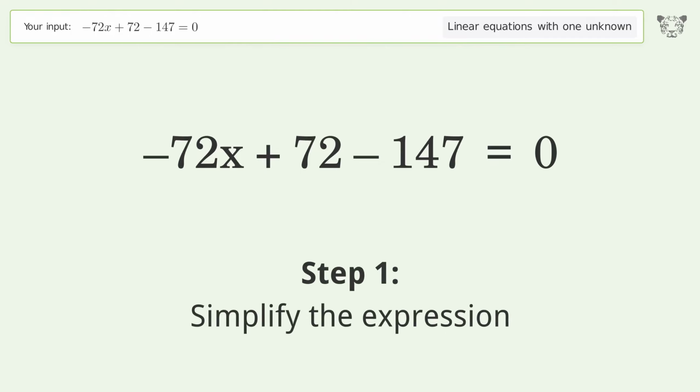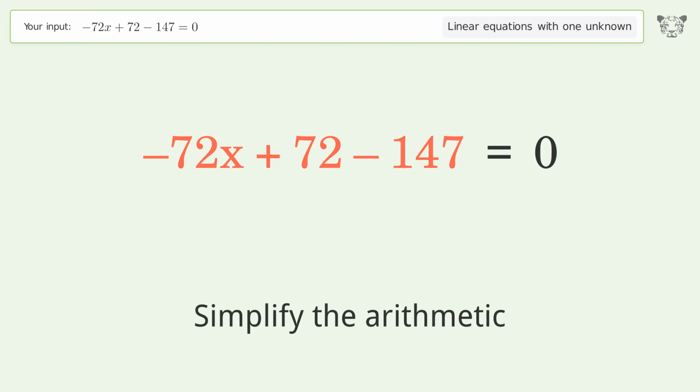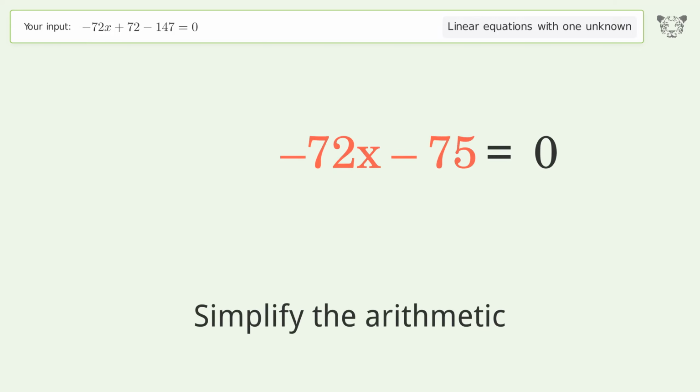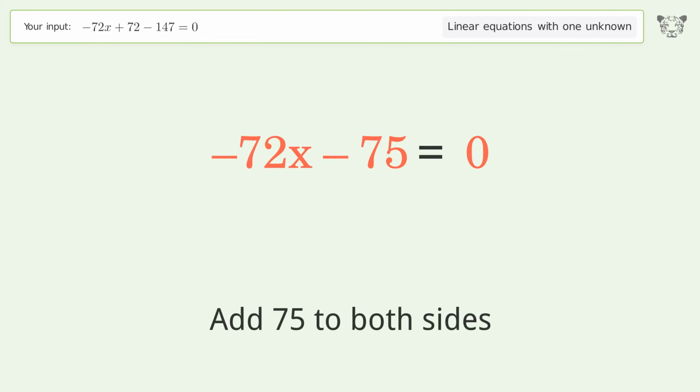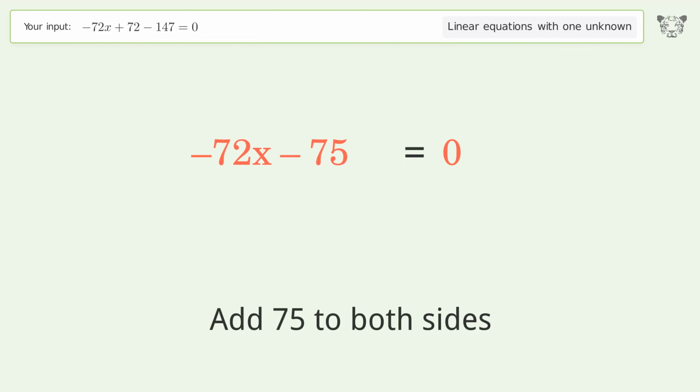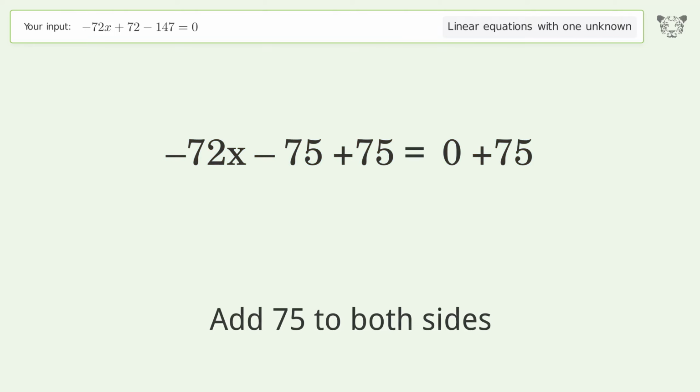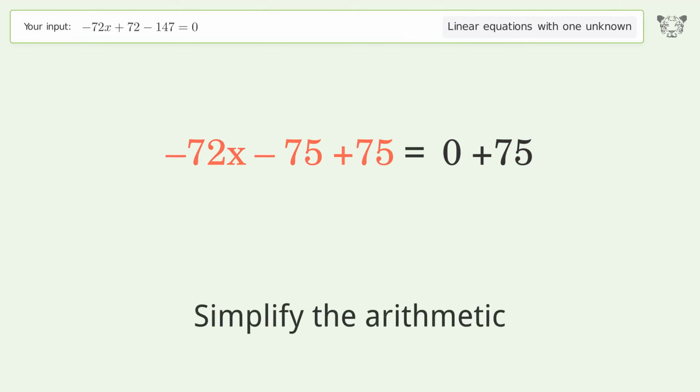Simplify the expression. Simplify the arithmetic. Group all constants on the right side of the equation. Add 75 to both sides. Simplify the arithmetic.